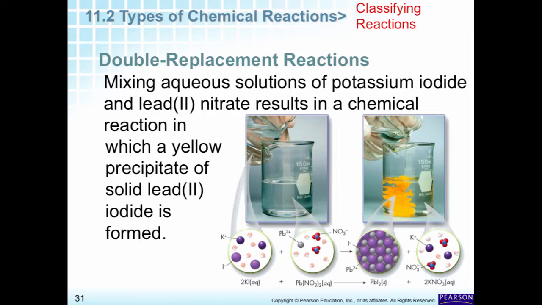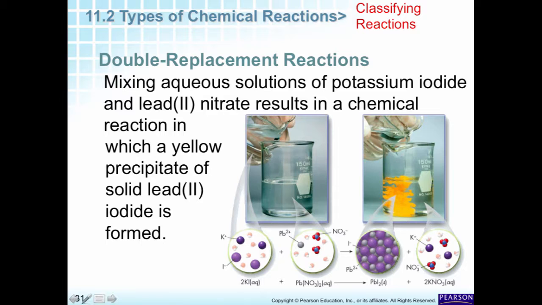In this example here, we have lead nitrate, which is a solution, and we have added some potassium iodide. And lead iodide is a yellow solid, and it's very insoluble. And that precipitates out of solution. So we have now created something that is not dissolved anymore.